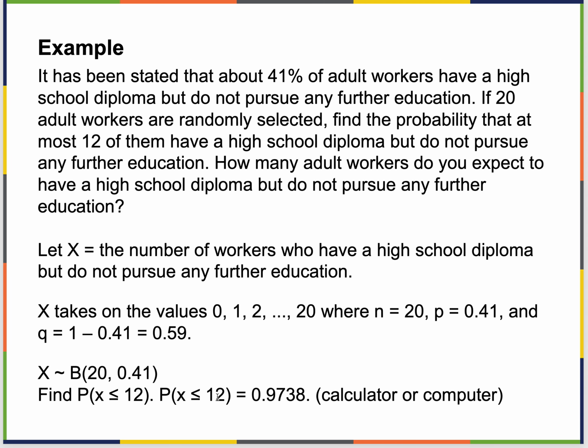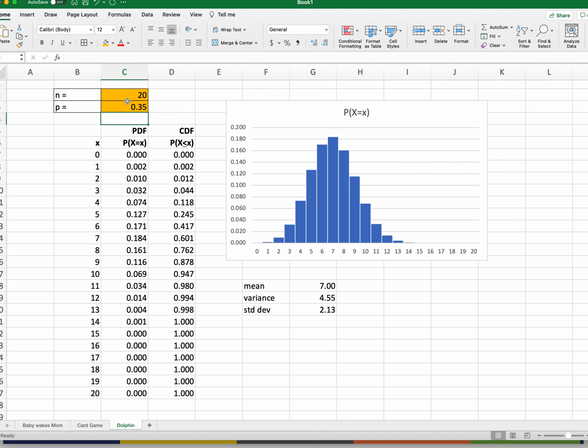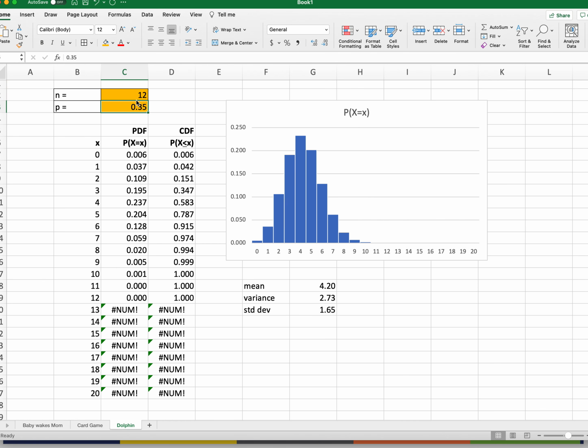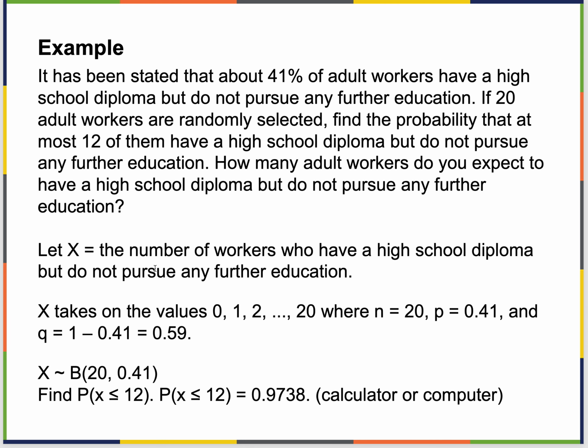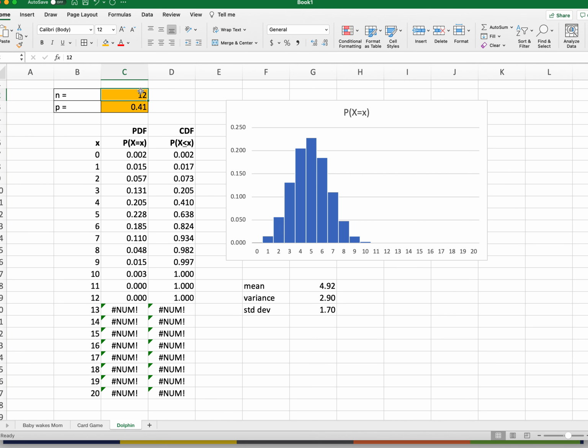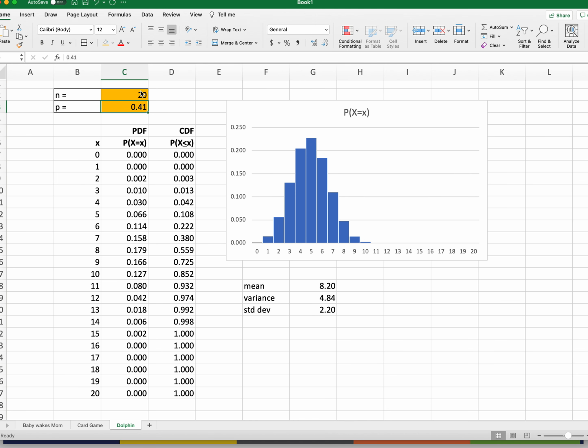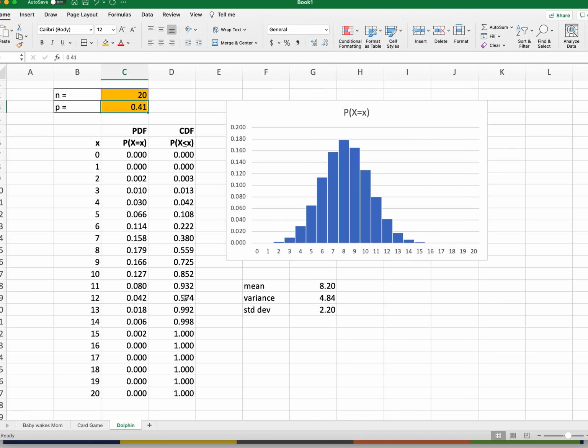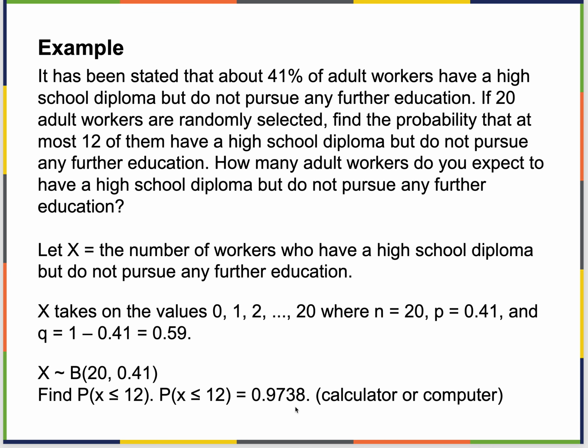They got 0.9738. So what do we say? There's 12. And we do 41%, 0.41. And we want to find the probability of, well, we had 20 students, I'm sorry. So we're using the full 20, which is good. What's the probability of it being less than or equal to 12? And if I make that bigger, 0.9738.